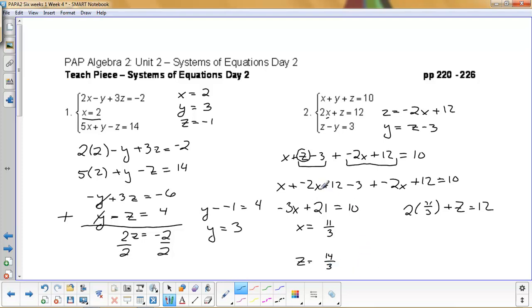And now I can pick one of the other two remaining. It does not matter which. I'm going to use this one. I'm going to substitute z, and I get 14/3 minus y equals 3. In solving that equation for y, you get y equals 5 over 3.